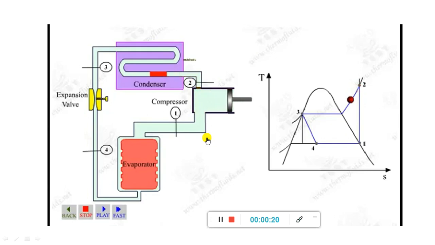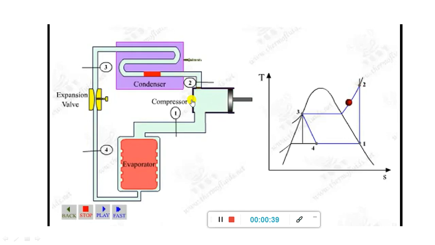In the last session itself, we were trying to play this animation. You can see the animation now, and also see the TS diagram on the right-hand side of the animation, in parallel. So now it goes to the compressor. It's light blue in color. I'm playing that again.